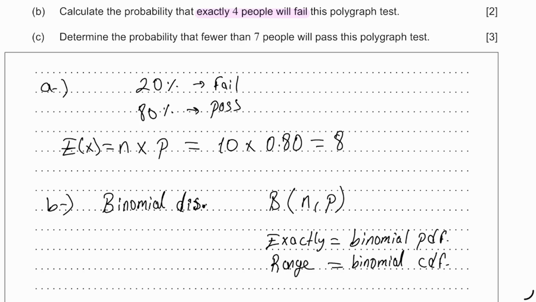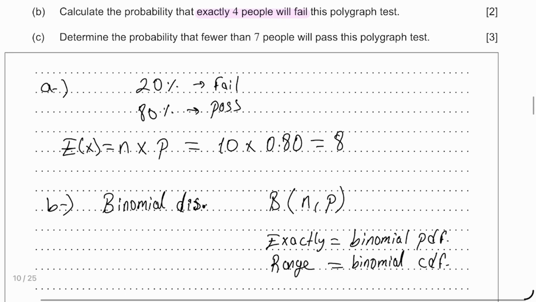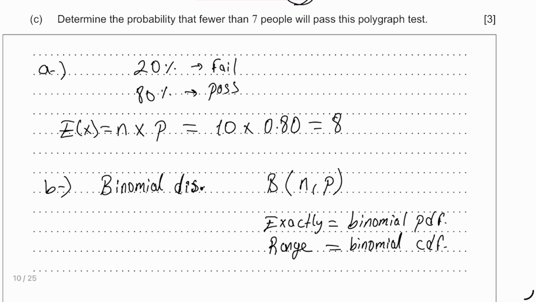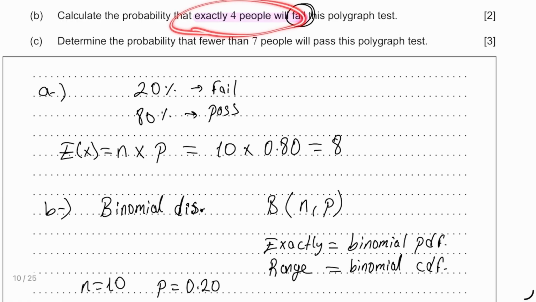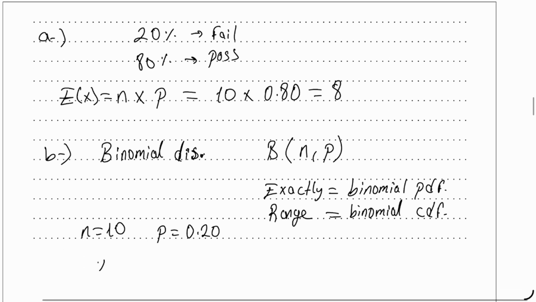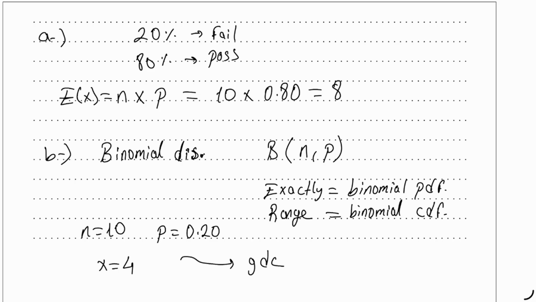Calculate the probability that exactly 4 people will fail in this test. So fail, right? How many people do we have? Total N is 10 people. What is the probability of failing? 0.2, 20%, right? 0.20. Exactly 4 people. What is our X value? How many people will fail? 4.